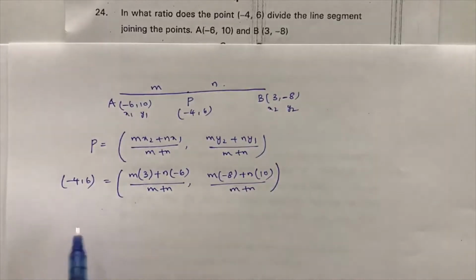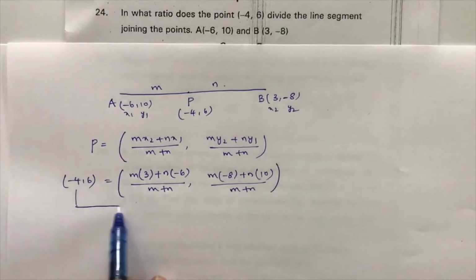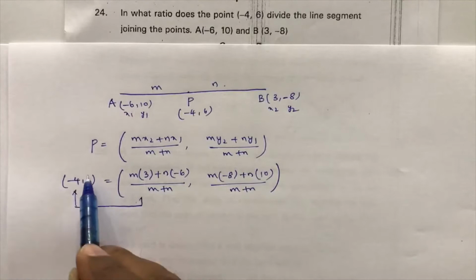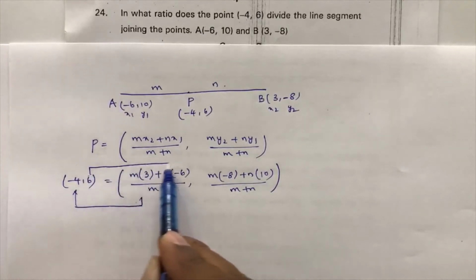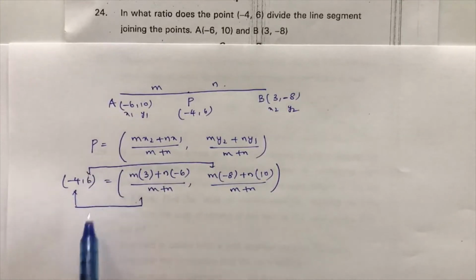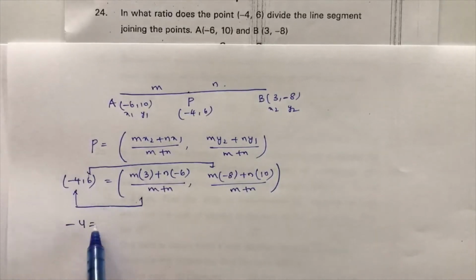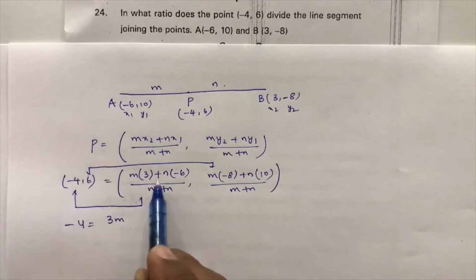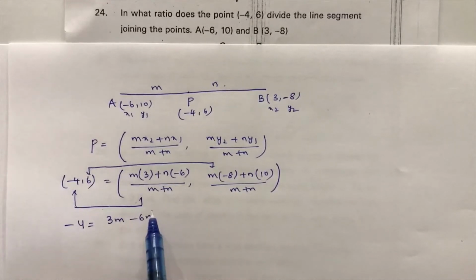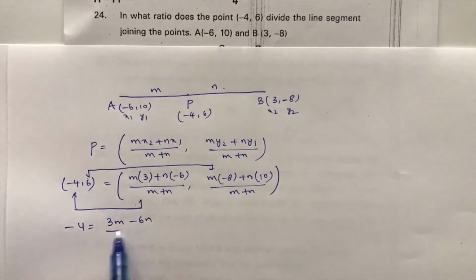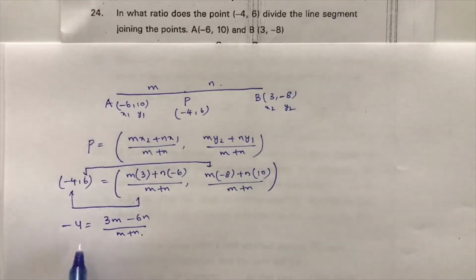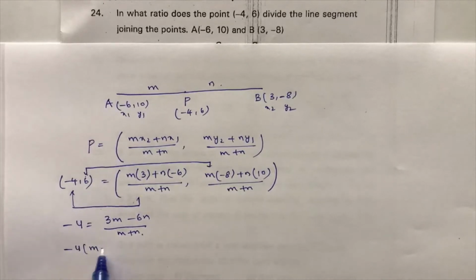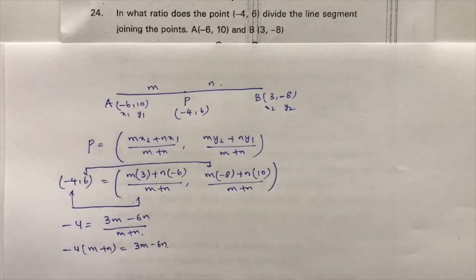Now here you can equate abscissa with abscissa, or you can equate ordinate with ordinate. Choice is yours. If you do any one, you'll get the ratio. Now suppose I equate minus 4 equals this abscissa, 3m minus 6n by m plus n. Now if I simplify this, cross multiply: minus 4 into m plus n equals 3m minus 6n.